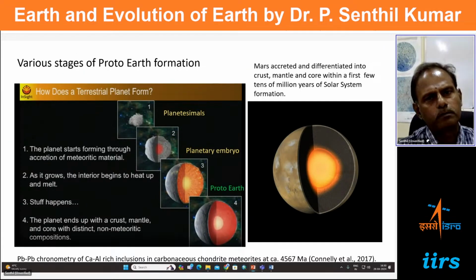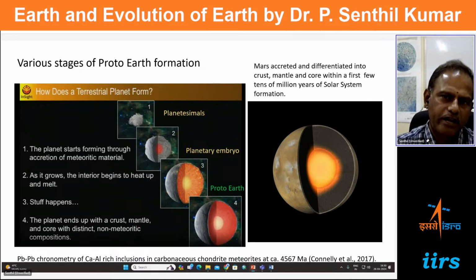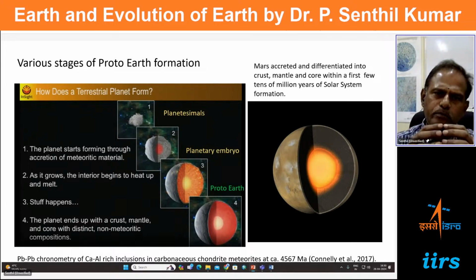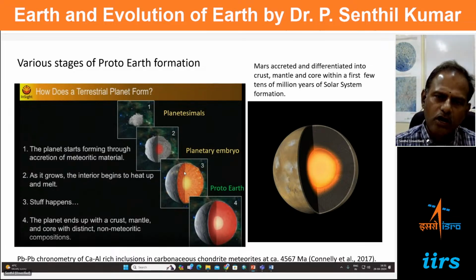How does Earth form? So the Earth starts from planetesimals. This was explained yesterday by other speakers, how planetesimals form from the solar system. So now to create Earth, we also need planetesimals. When many planetesimals come together and collide with each other, they become bigger in size. They slowly grow in size like a planetary embryo. So ultimately, they grow to the maximum size.